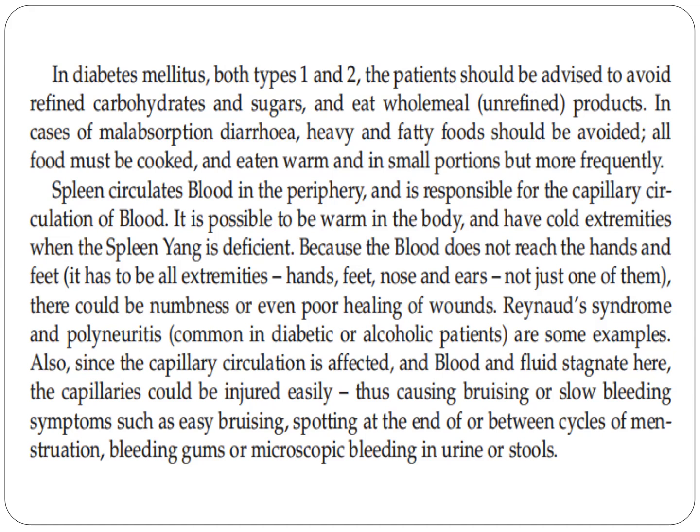Raynaud's syndrome and polyneuritis, common in diabetic or alcoholic patients, are some examples. Also, since the capillary circulation is affected, the blood and fluids stagnate here. The capillaries could be injured easily, thus causing bruising or slow bleeding symptoms such as easy bruising, spotting at the end of or between cycles of menstruation, bleeding gums, and microscopic bleeding in urine and stools.